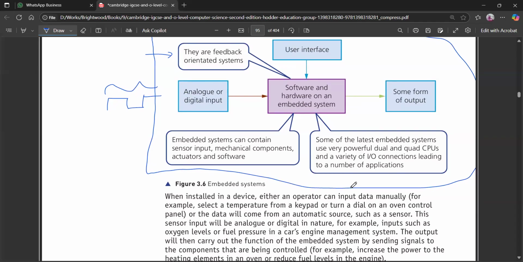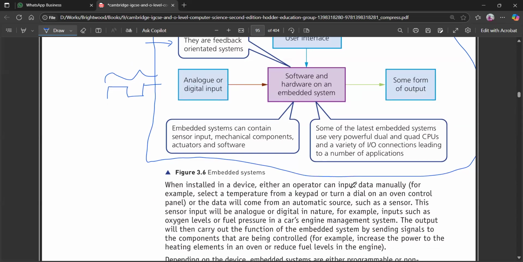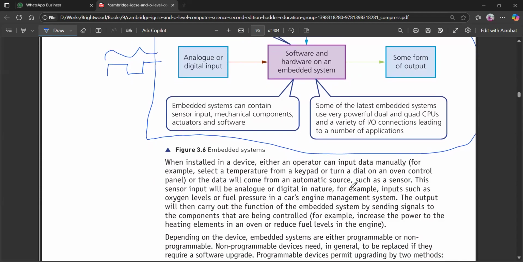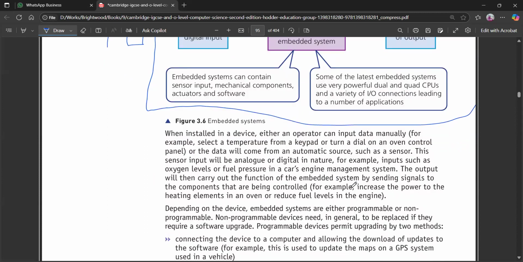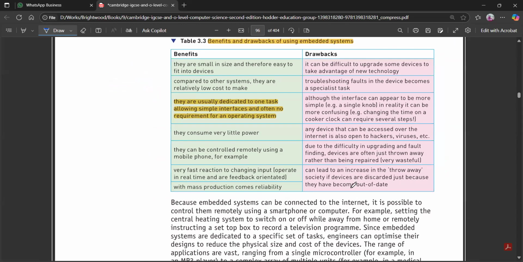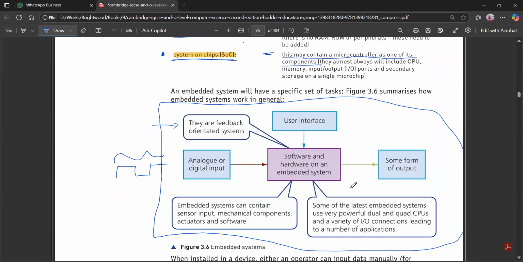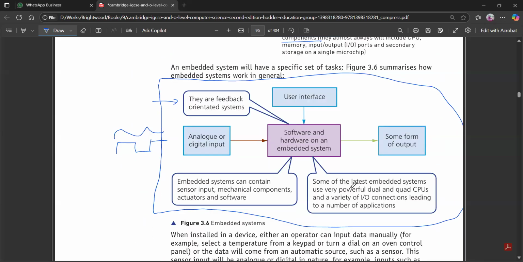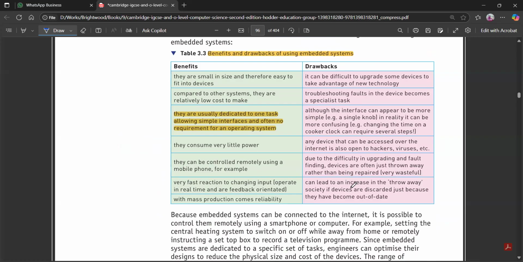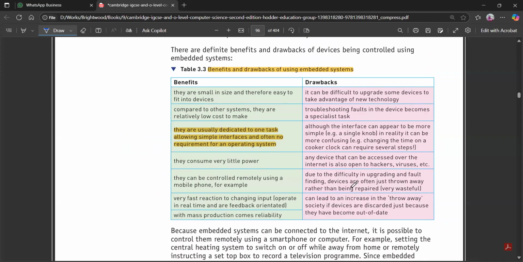So this sensor input will be analog or digital in nature. For example, input such as oxygen level or the fuel pressure of a car engine management system. The output carries out the function of the embedded system by sending a signal to the components that are being controlled. Normally they have sensors with the embedded system. The sensors measure physical things, such as temperature or pressure. According to those physical changes, it can be worked out. Embedded systems can be measured using sensors.